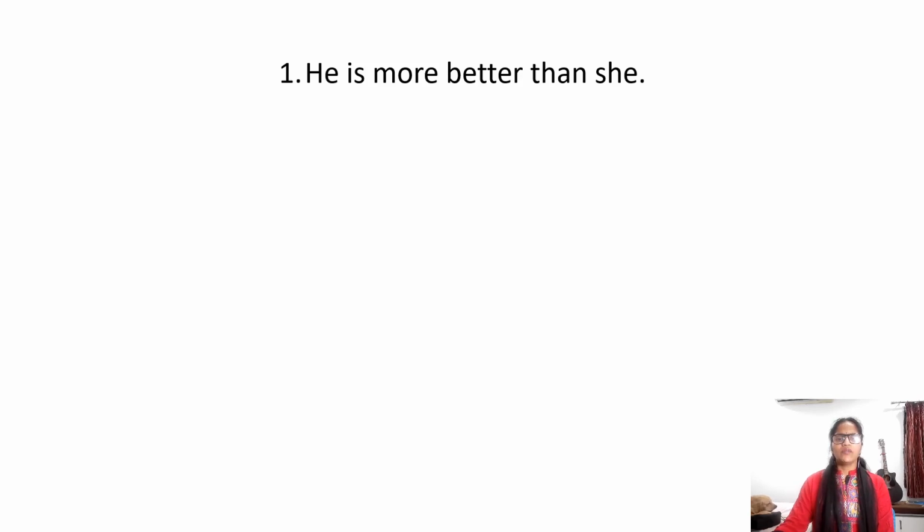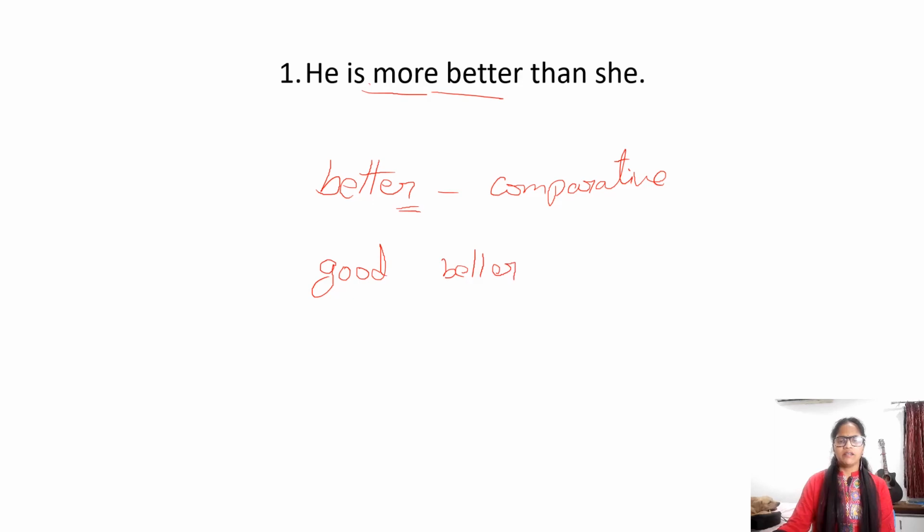He is more better than she. Better itself is in comparative form. Good, better, best. Better itself is the comparative form of the adjective, so we need not use more here. Now more is superfluous. The correct answer is: He is better than she.